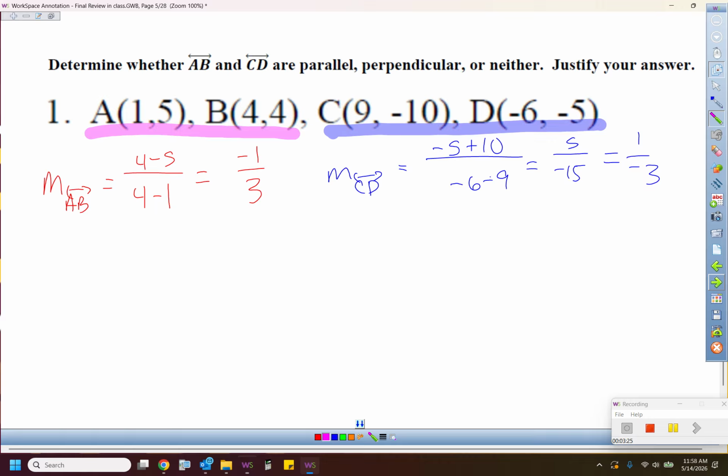So are these lines parallel, perpendicular, or neither? Parallel, and if you had to justify, give me 2 words. Why? How did you know they were parallel? Because same slope. Cool. Same slope.